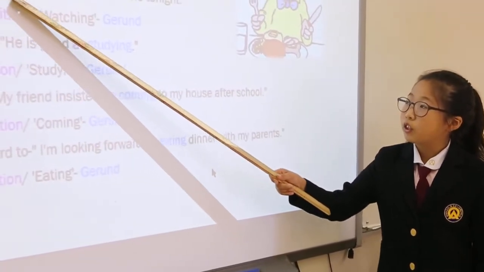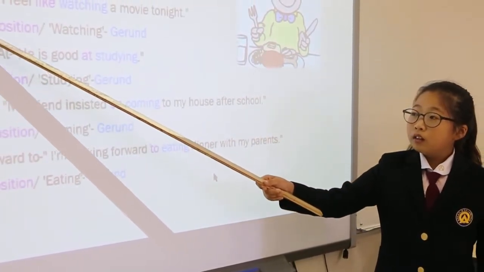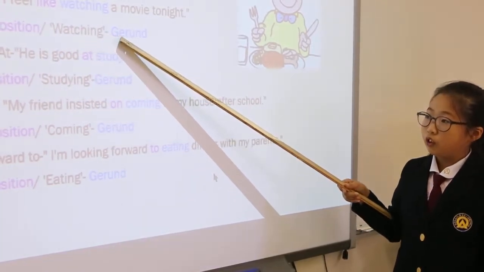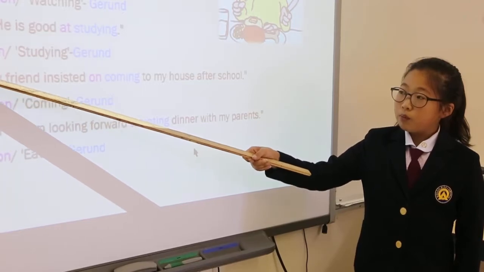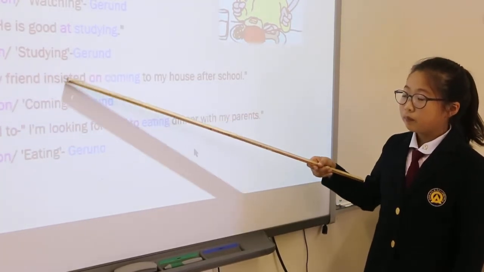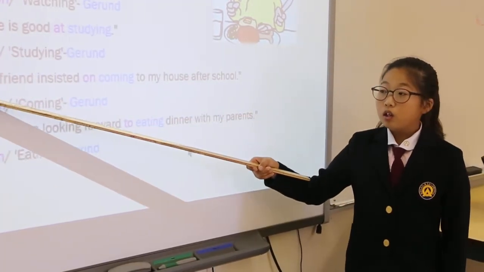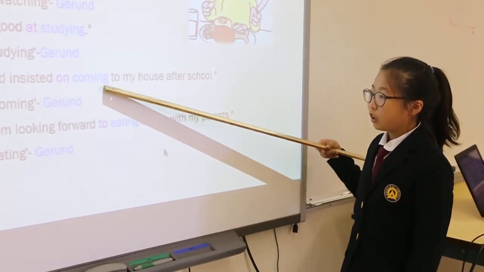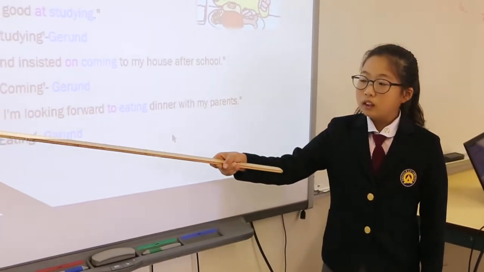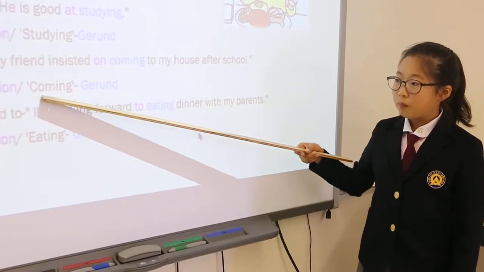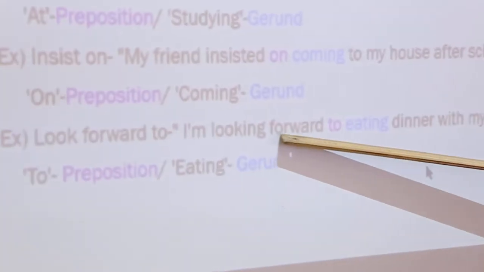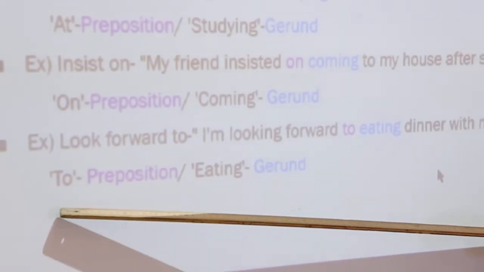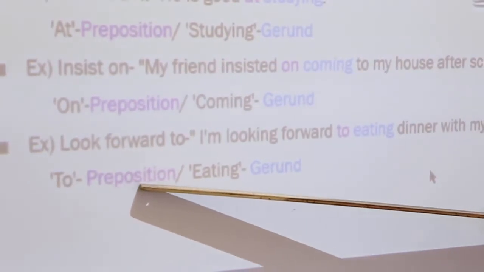Feel like. I feel like watching a movie tonight. Like is a preposition and watching is a gerund. Be good at. He is good at studying. At is the preposition and studying is a gerund. Insist on. My friend insists on coming to my house after school. In this sentence, on is a preposition and coming is a gerund. Look forward to. I'm looking forward to eating dinner with my parents. In this sentence, to is a preposition and eating is a gerund.